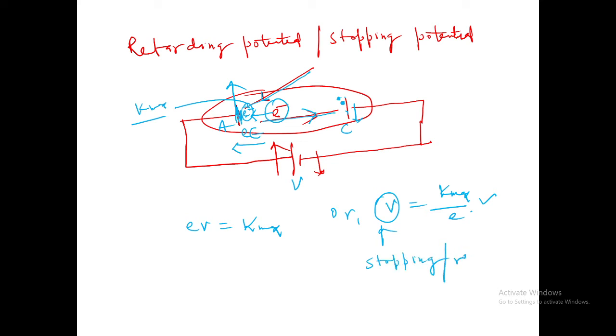Stopping slash retarding potential. In terms of retarding potential or stopping potential, Einstein photoelectric equation may be written in the form h nu minus phi is equal to eV, as Kmax is eV. Okay.